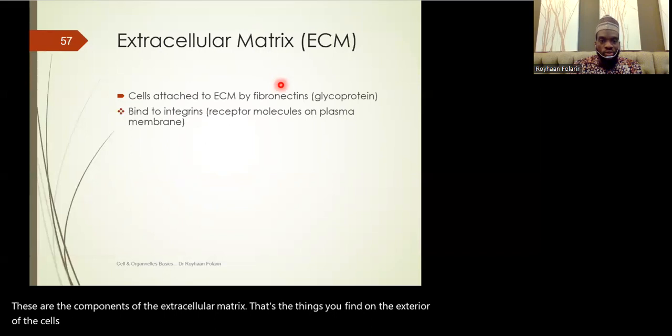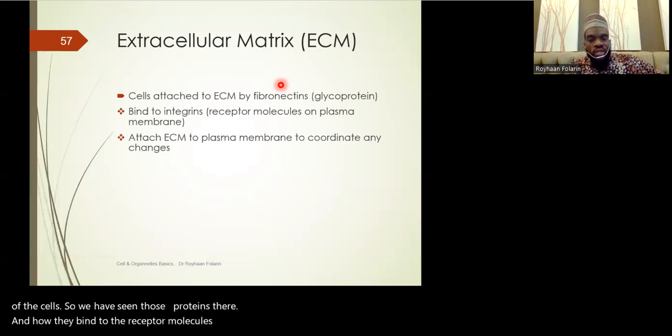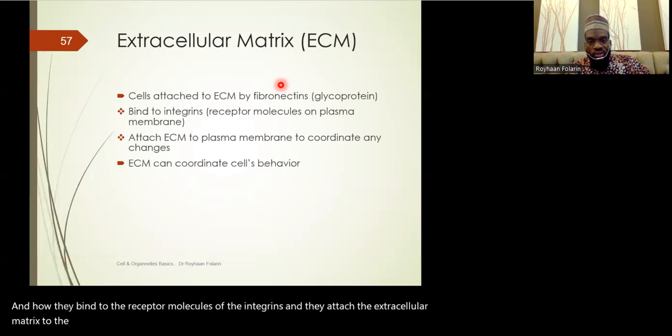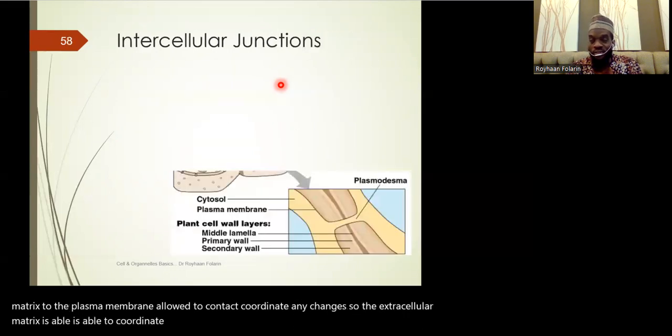So we have seen those glycoproteins there and how they bind to the receptor molecules of the integrins. They attach the extracellular matrix to the plasma membrane in order to coordinate any changes. So the extracellular matrix is able to coordinate the behavior of the cell. Whatever happens in the ECM dictates to the cell what it should do.